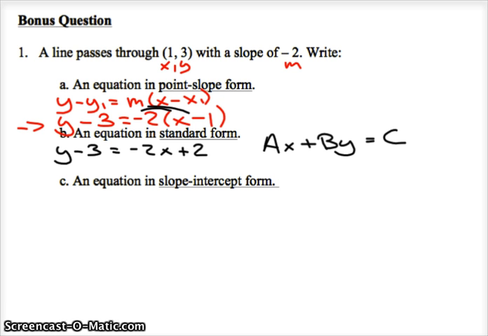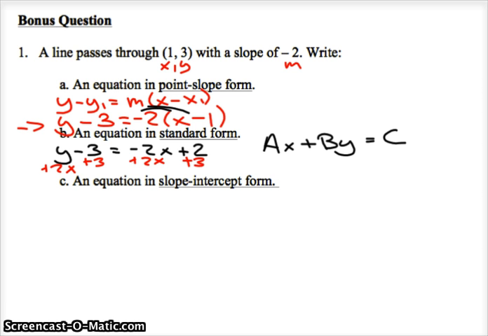But I do need to move my x's over to the left-hand side and anything that's not with a variable, my -3 in this case, over to the right. I'm going to do that in the same step. So I'm going to add 3 and add 2x.